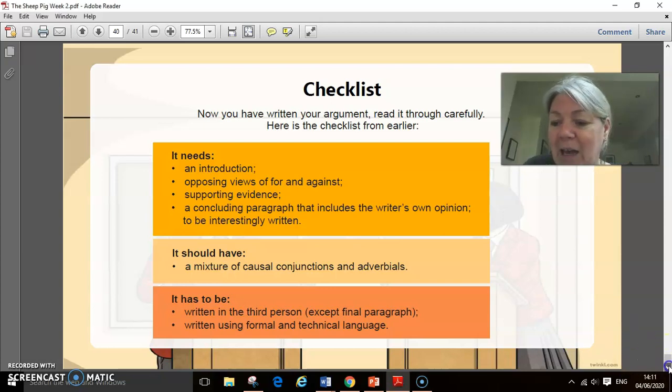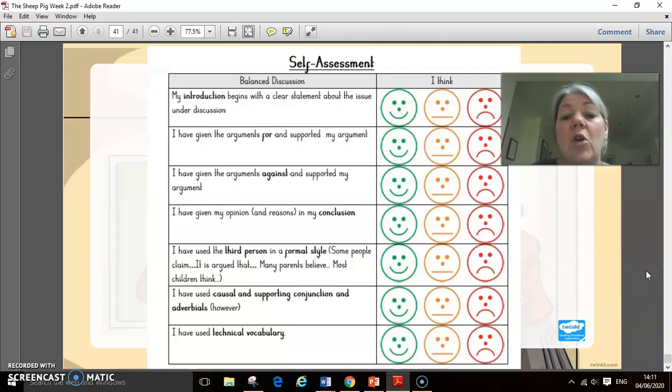So let's see. I've got a little check sheet for you. This will be in the Google Drive for you to access. But again, equally, you don't need to print anything off. You could use this to write your own little self-assessment, and you could just put a smiley face or a straight face or a sad face, depending on how well you think you've done.